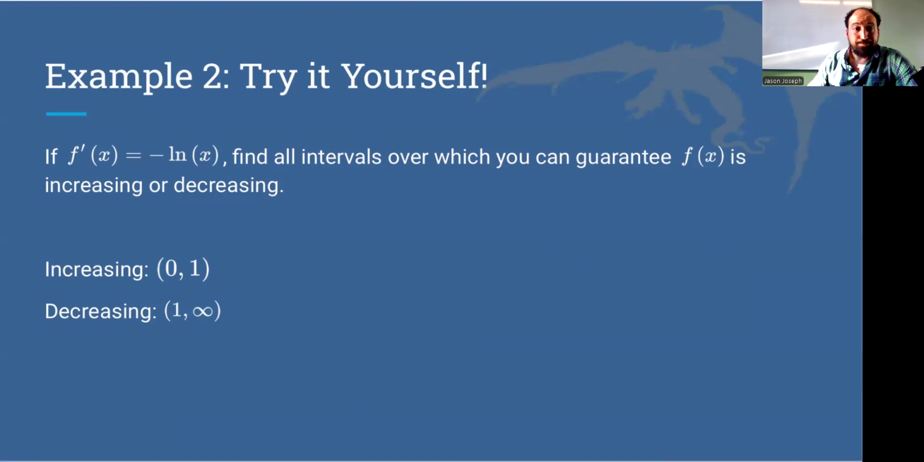And that's all for today. In a lot of these problems, they would give you f of x and you would first have to take its derivative, but they gave us the derivative, so we just have to see where is that positive or negative.